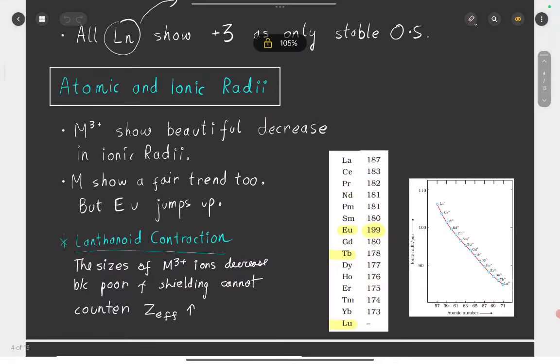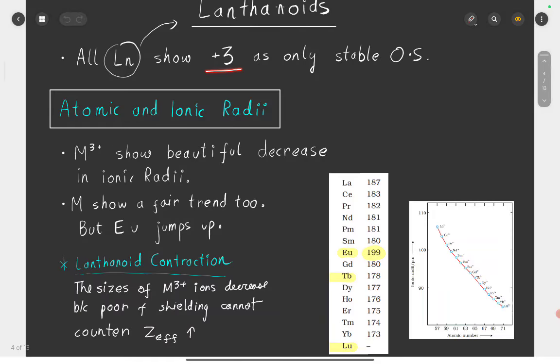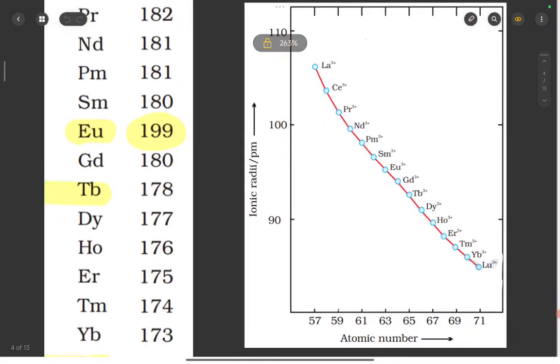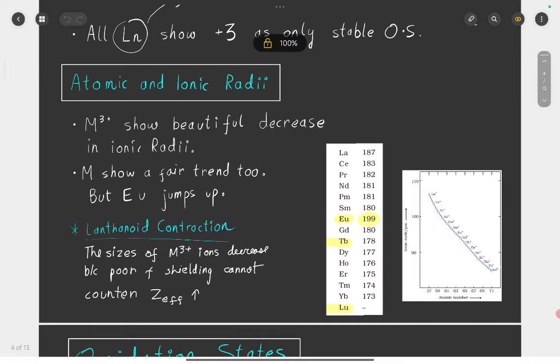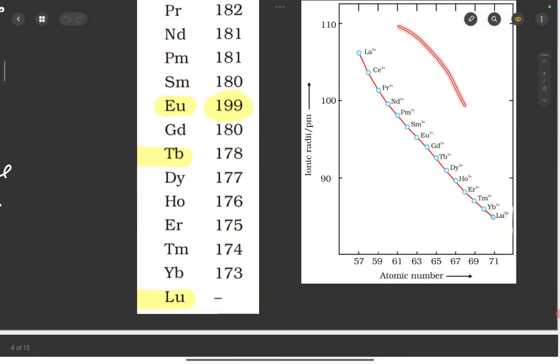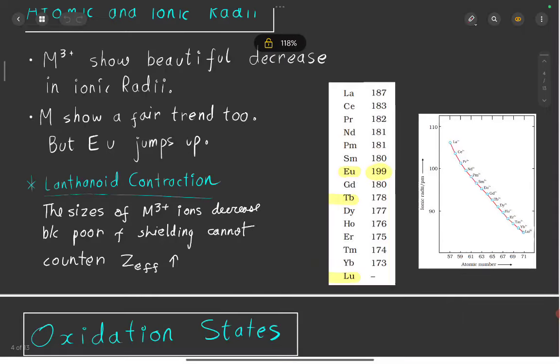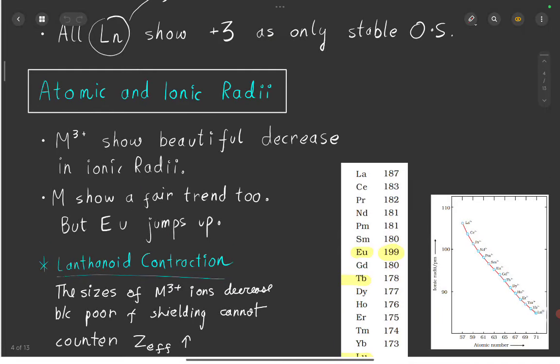Now the atomic and ionic radii, let's look at that. The M3+ ion: we know they show the +3 oxidation state. So if we look at the ionic radii of their most stable oxidation state, it shows a beautiful and constant decrease, which is very smooth. This is a very smooth order, and it pleases my eyes for there to be no exception in a concept of inorganic chemistry. How long have I waited for something like this? So beautiful, it's immaculate. You cannot change my mind.